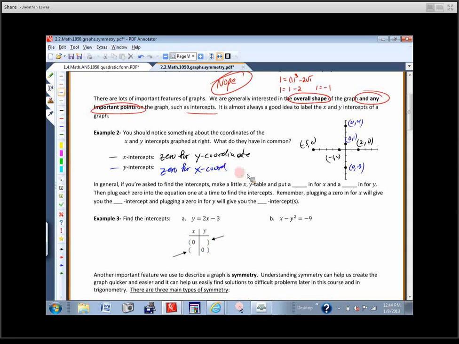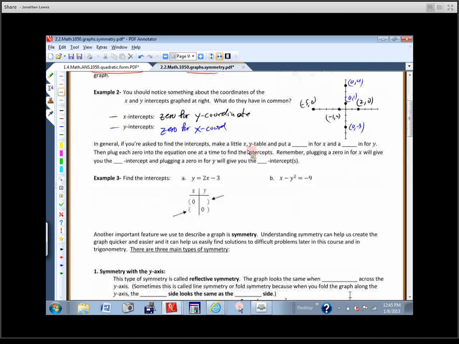Okay? So if you were in my 1010 class, then you probably heard me say this all the time, and I asked you to actually memorize this phrase. If somebody says, how do you find intercepts? You should think, well, here's what I do. I make a little XY table. I put in a 0 for x. Then I put in a 0 for y. Then I'm going to plug each one of those separately into the equation and solve for the x and the y intercepts.